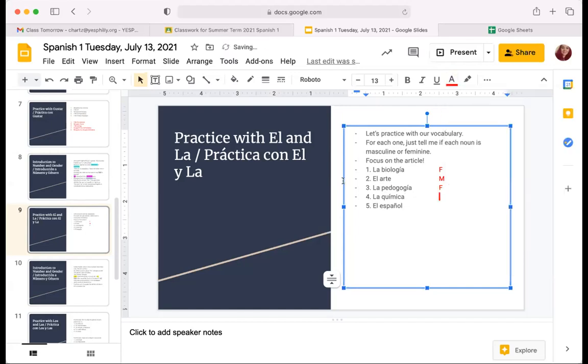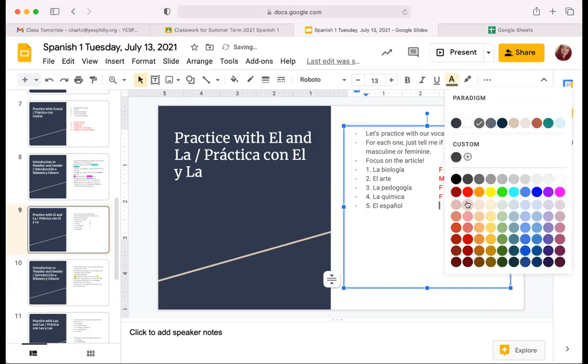And la química, is that masculine or feminine? What do you think? What do you think, Malia? Masculine. What was that? I was about to say the F word. Yep, feminine. So el español. What do you think?